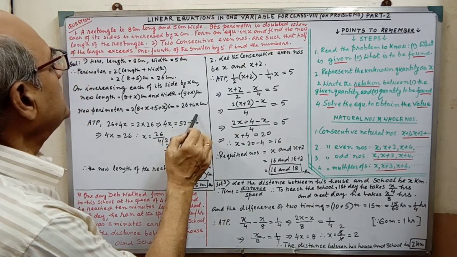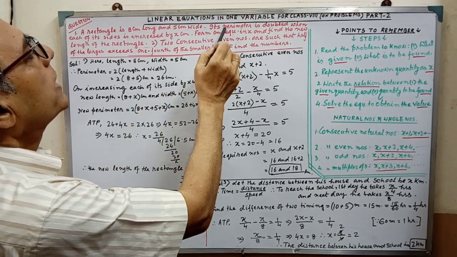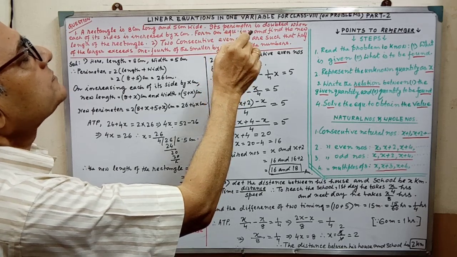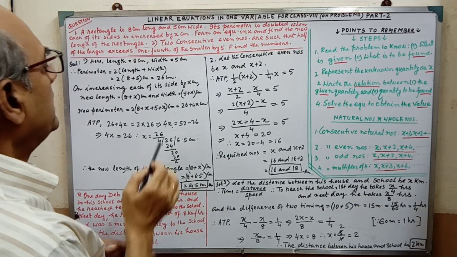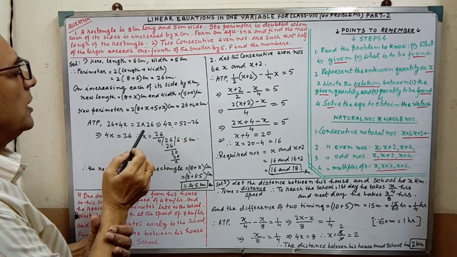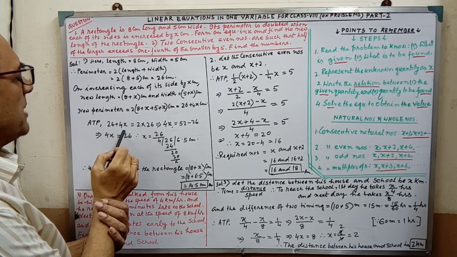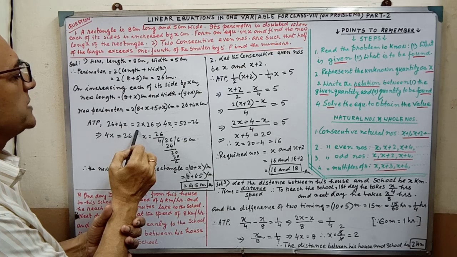This is the new perimeter and this is the old perimeter. So what's the relation? That is, the perimeter is double. The new perimeter will be double the previous perimeter. New perimeter 26 plus 4x and old perimeter, that is 26. So double, that means twice.